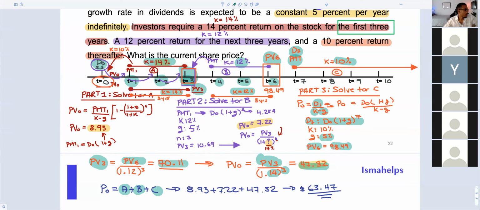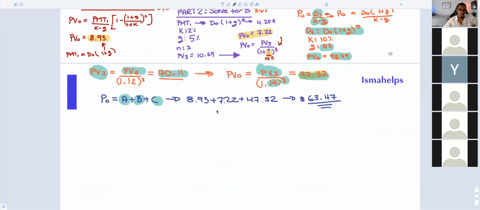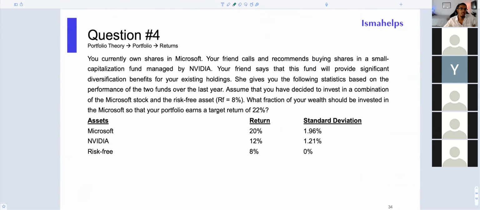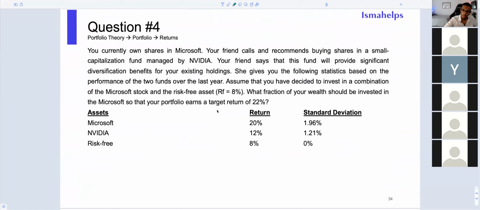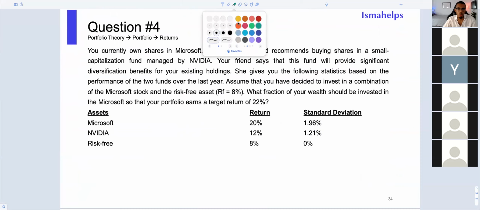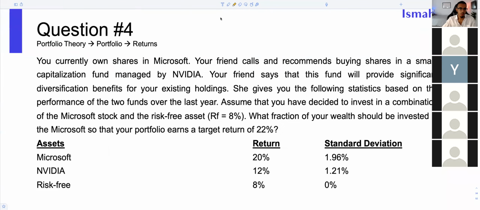Where are we now? This one's pretty straightforward, very easy. So we're going to run through this one. Question 4 relies essentially on the portfolio theory chapter. It's kind of straightforward, and we'll run through it together just to make sure that you don't have any questions. It should be fine.